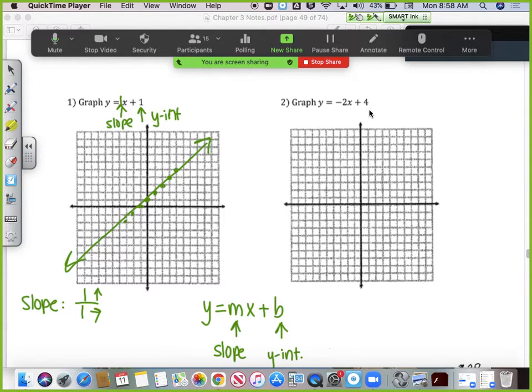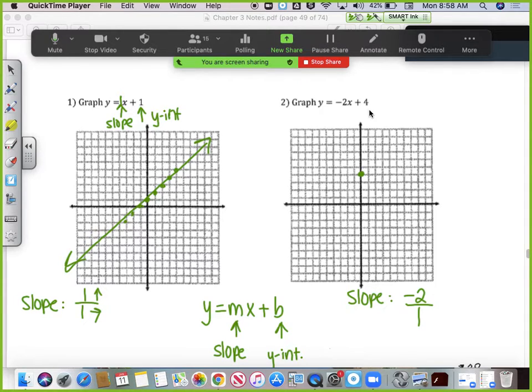So on the y-axis, we'll make a point at 0, 4. 1, 2, 3, 4, make a point here. And then your slope is going to be the number in front of x. In this case, the number in front of x is negative 2. We're going to put a 1 underneath of that since it's a whole number. Well, it's an integer, and we have no number underneath of it.